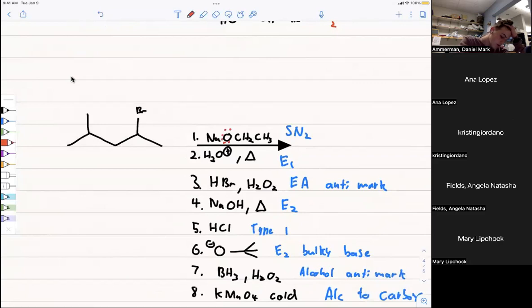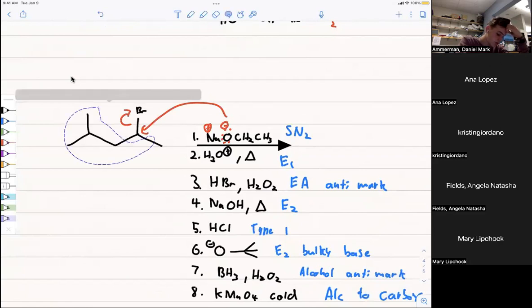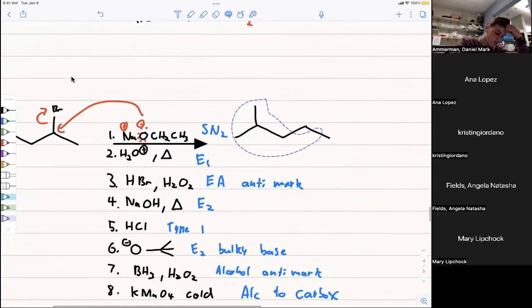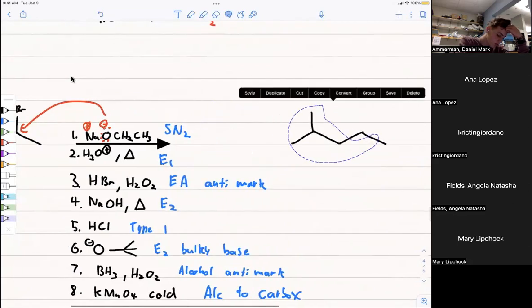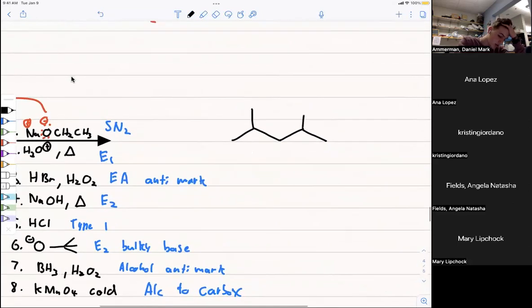So this is negative and this is positive because it is a strong anion, and we are going to attack the base and the bromine leaves. This is classic SN2 from before the midterm. And then we get an ether here.